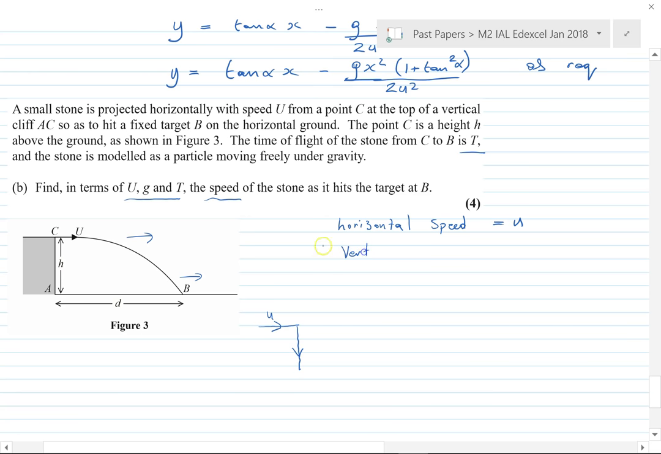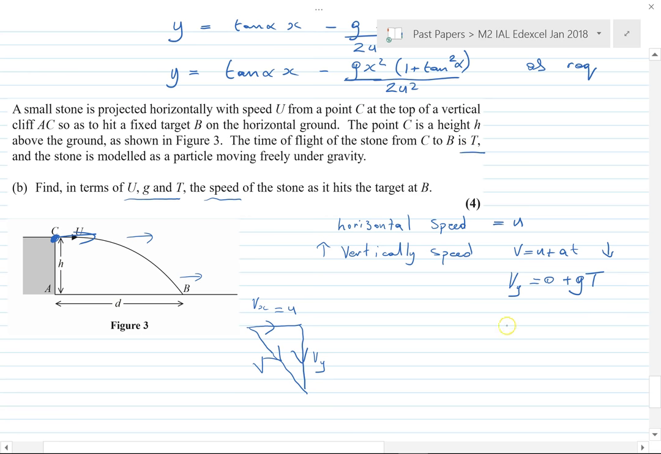Now the vertical speed, we're going to apply v equals u plus at downwards. So we have, let's call it VY, as we draw this diagram, we want to work out VY so we can work out the overall speed. Call that V, this is VY, this is VX, but it's equal to U. And we can use Pythagoras to work out V. So let's look at VY. Now, vertically, it starts off with speed zero. So we have zero, and if we take downwards as positive, we can say plus G big T, because we're told big T is the time it takes to go from C to B. So VY is equal to GT.